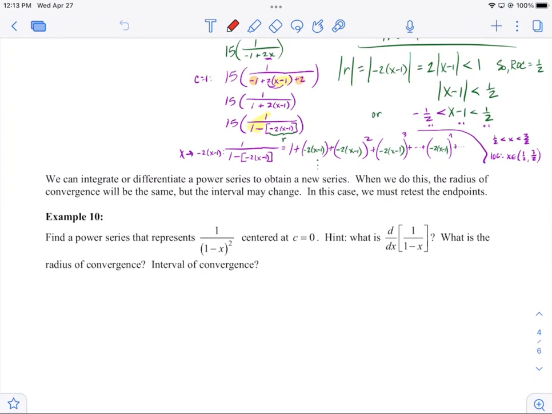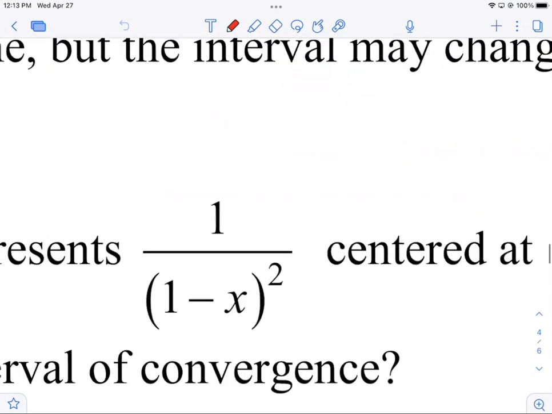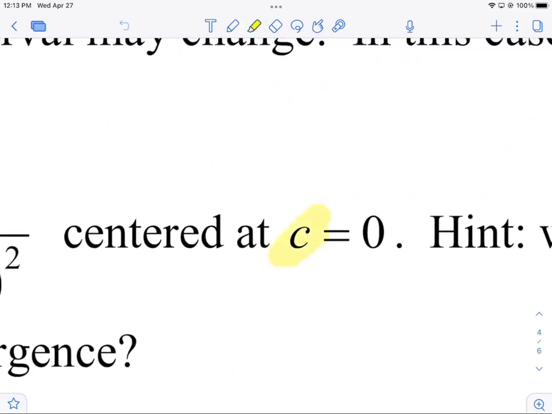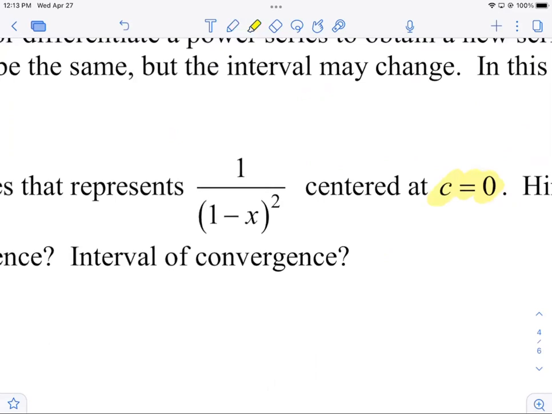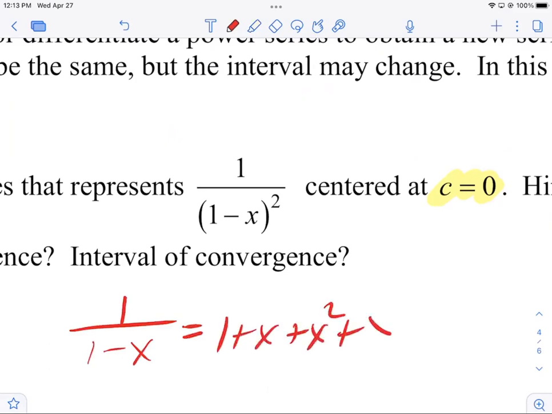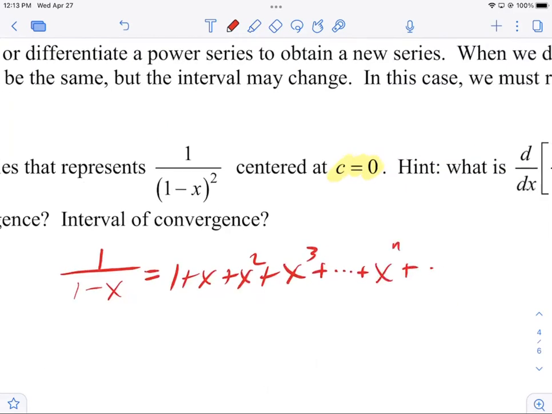So look at example 10. Find the power series that represents 1 over (1 minus x) quantity squared, centered at 0. Well, it might not be obvious to you how we can use 1 over 1 minus x. Remember what that was? That was 1 plus x plus x squared plus x cubed plus ... plus x to the n plus ... How can I just square this right here? Can I just go through and square all of these like that? I don't know how that works, right? So you might be given a hint. If you're not intended to reinvent the wheel using Taylor's rule, here's the hint.